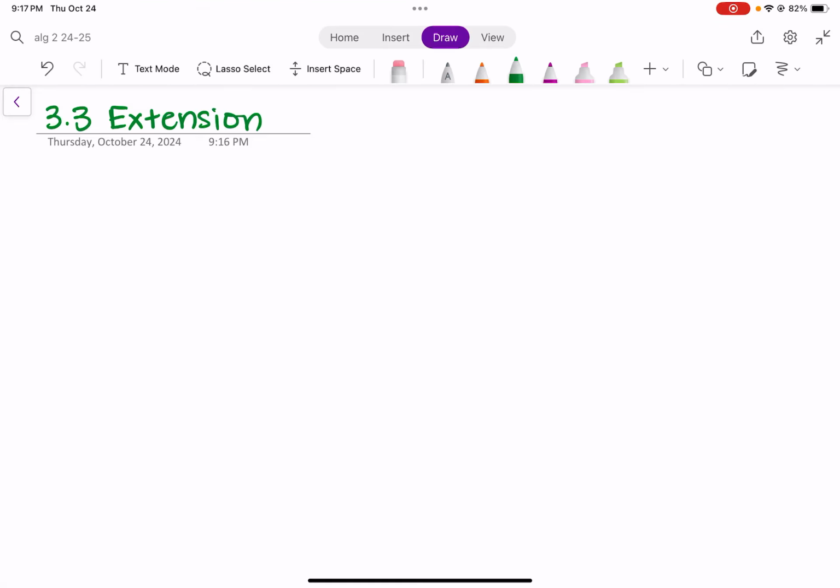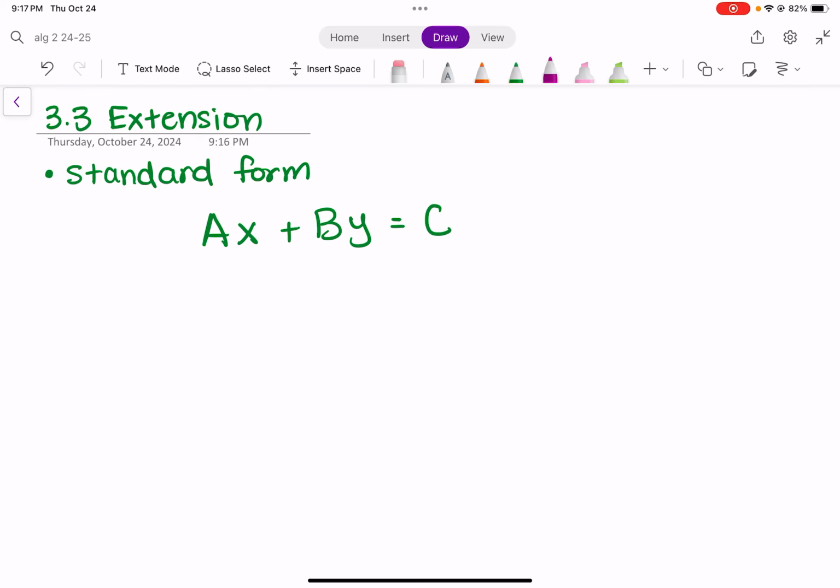Okay, so if you're doing this lesson, hopefully you have gone through 3.2 and 3.3 where we talked about slope-intercept form and point-slope form. There actually is one other form for writing equations, and that is standard form. Standard form looks like this: ax plus by equals c. As you notice, the variables are on one side, and we have a constant on the right side.